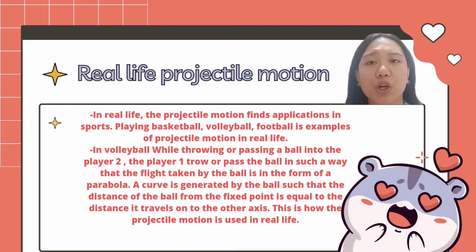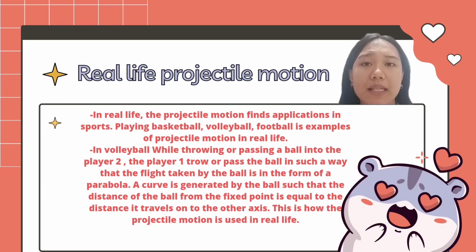Real-life projectile motion. In real life, projectile motion finds application in sports. Playing basketball, volleyball, and football are examples of projectile motion in real life. In volleyball, while throwing or passing a ball to player number 2, player number 1 throws or passes the ball in such a way that the flight taken by the ball is in the form of a parabola. A curve is generated by the ball such that the distance of the ball from the fixed point is equal to the distance it traveled onto the axis. This is how projectile motion is used in real life.